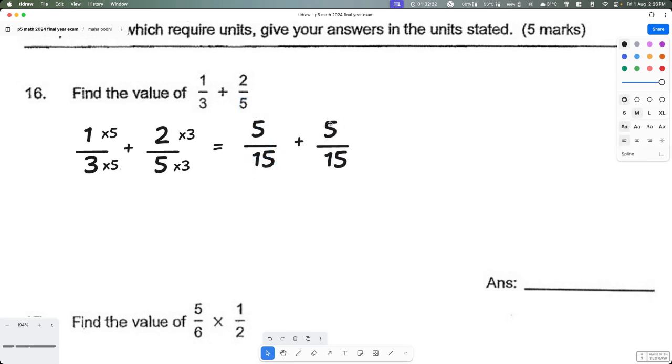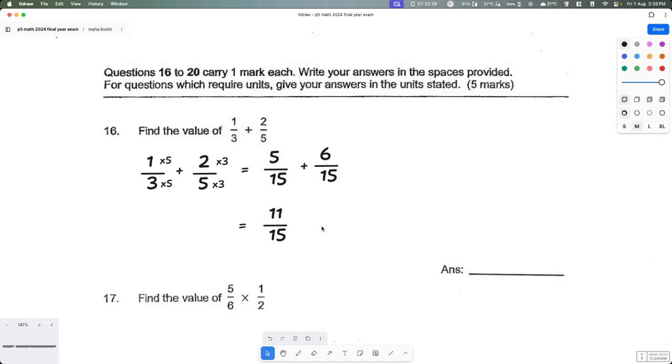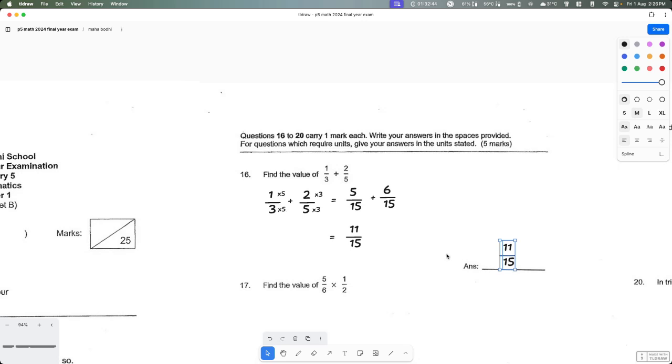So if you were to move this, 2 times 3 is 6, and what will this give you? This will give you, in this case, 11 out of 15, right? 11 out of 15. And that's it. So the answer to this is 11 out of 15. There you go. All right, let's move on to the next one.